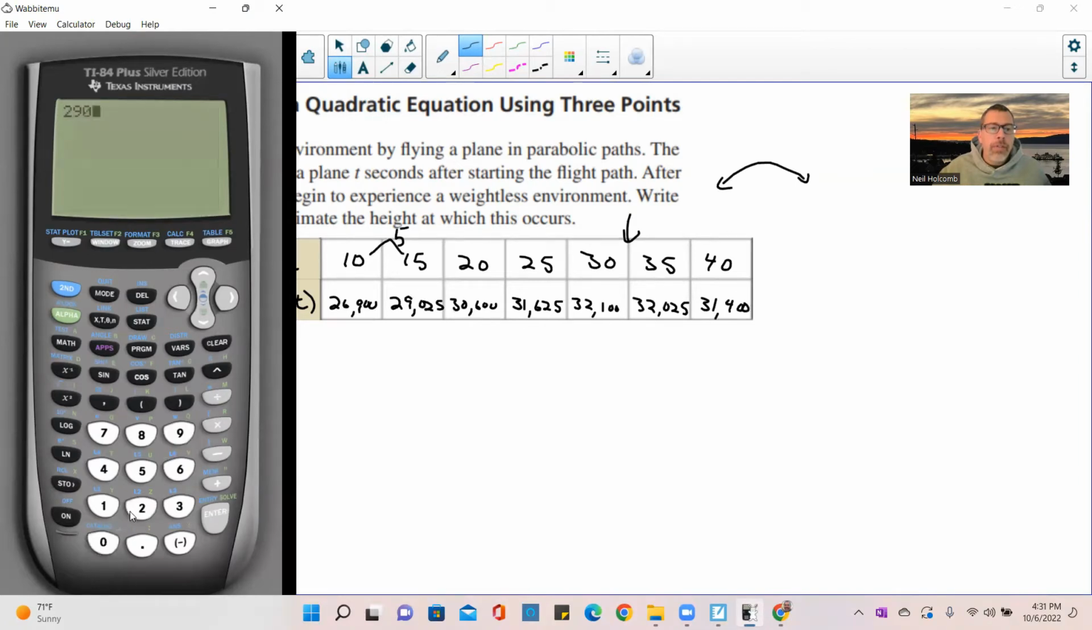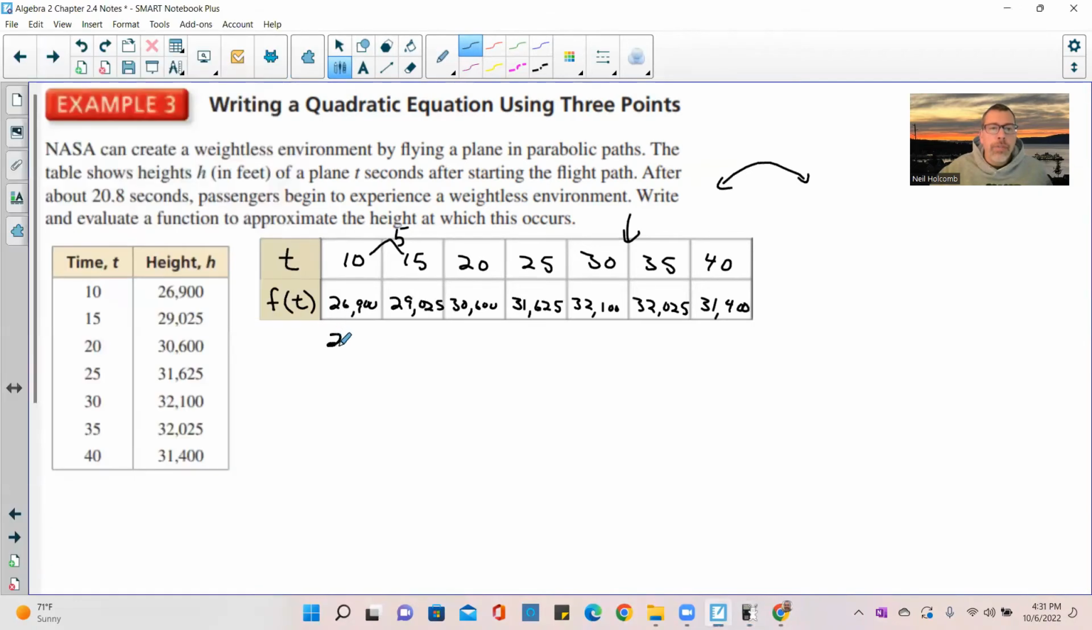29,025 minus 26,900 is 2,125. Okay, that is the first difference. Actually, I want to write it over here, and I'll draw arrows down to it, showing you that it's the difference between those two. Now, what's the difference between these two?